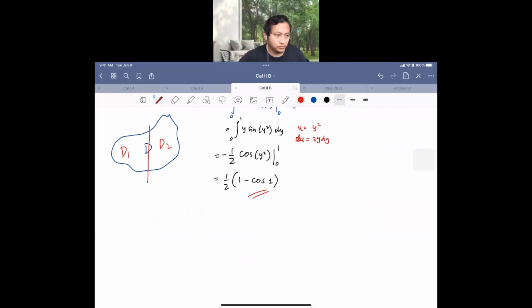Before we end, the next property that we have is if we have just the double integral of dA, this will be equal to the area of D. We will explain this later on Thursday.